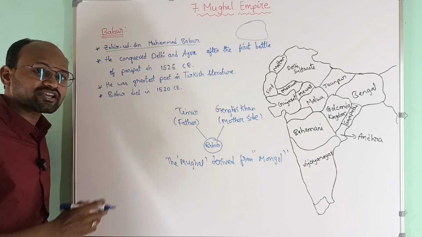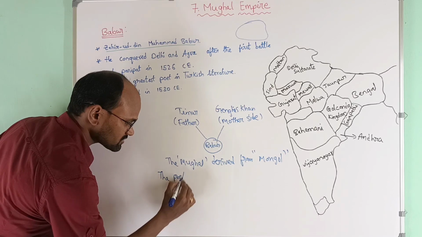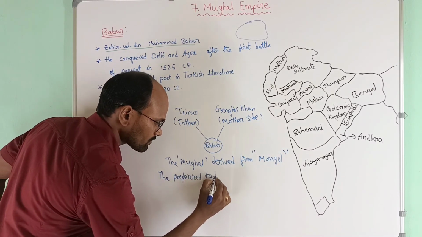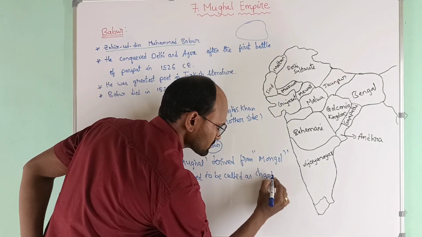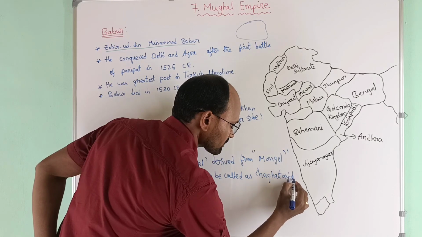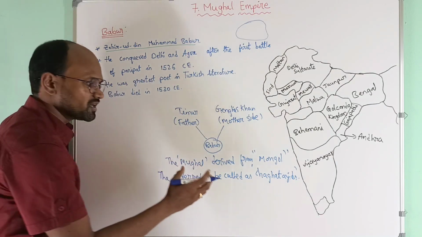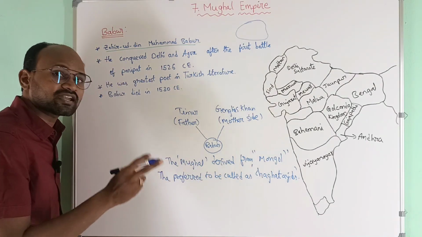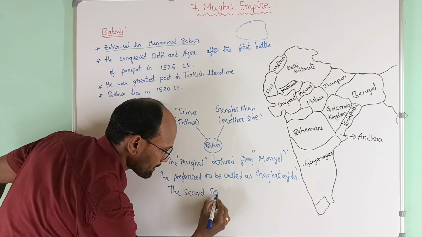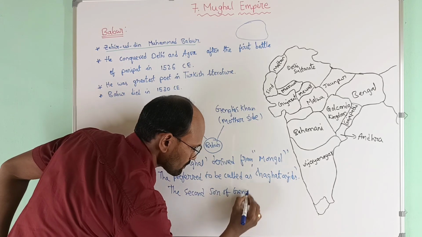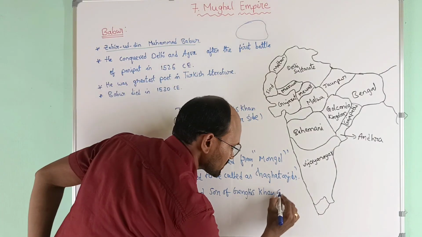But these Mughals actually preferred to be called Chagatayids. Why did they prefer to be called Chagatayids? Because they derived that name from the second son of Genghis Khan. Who is he? The second son of Genghis Khan is Chagatai.